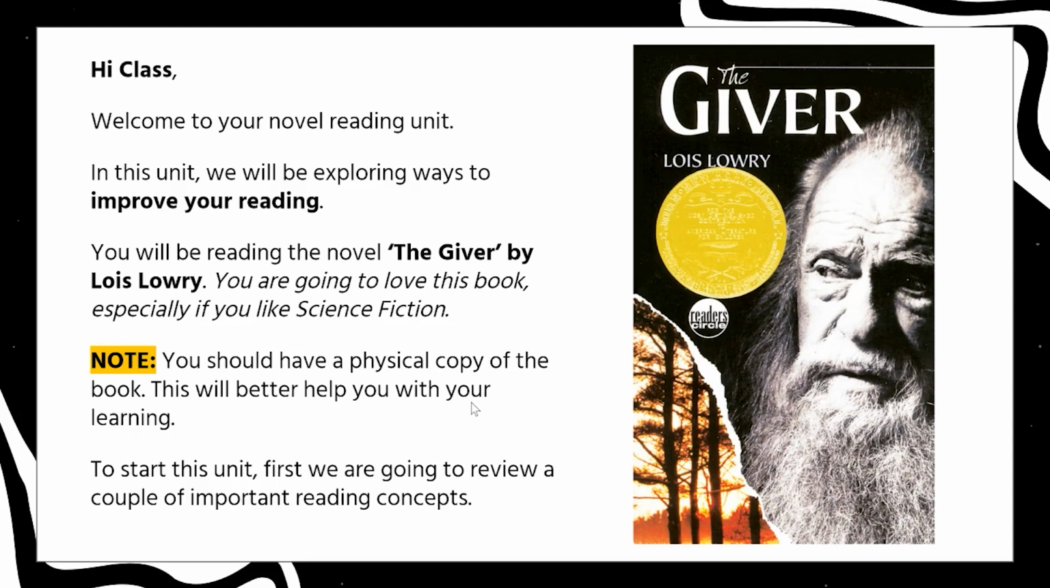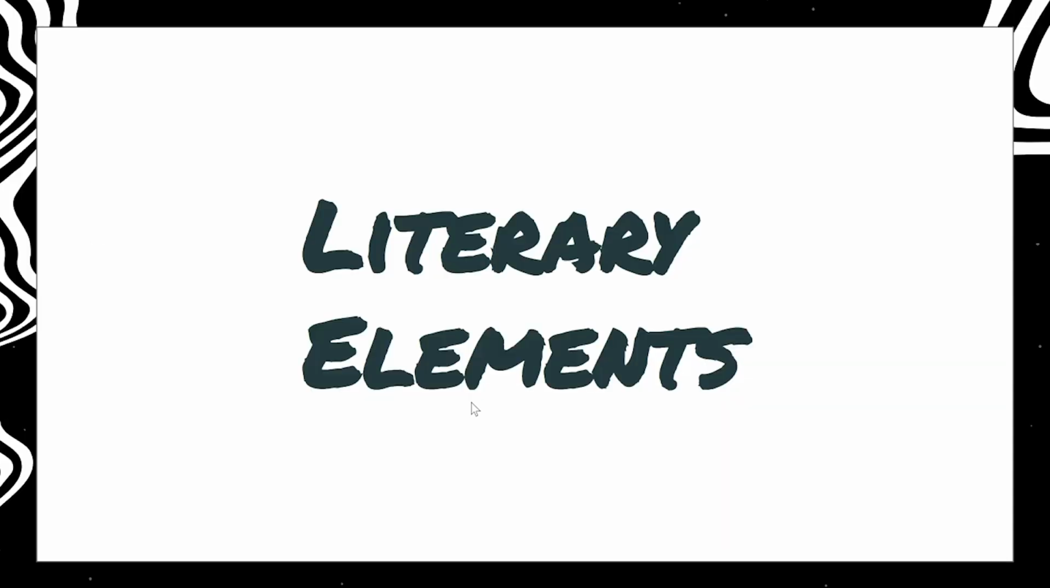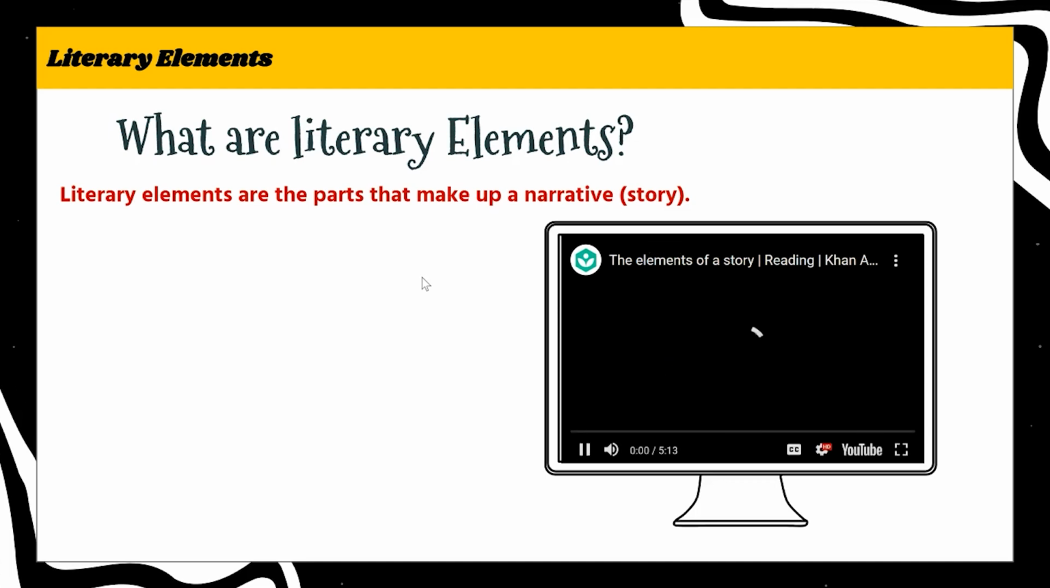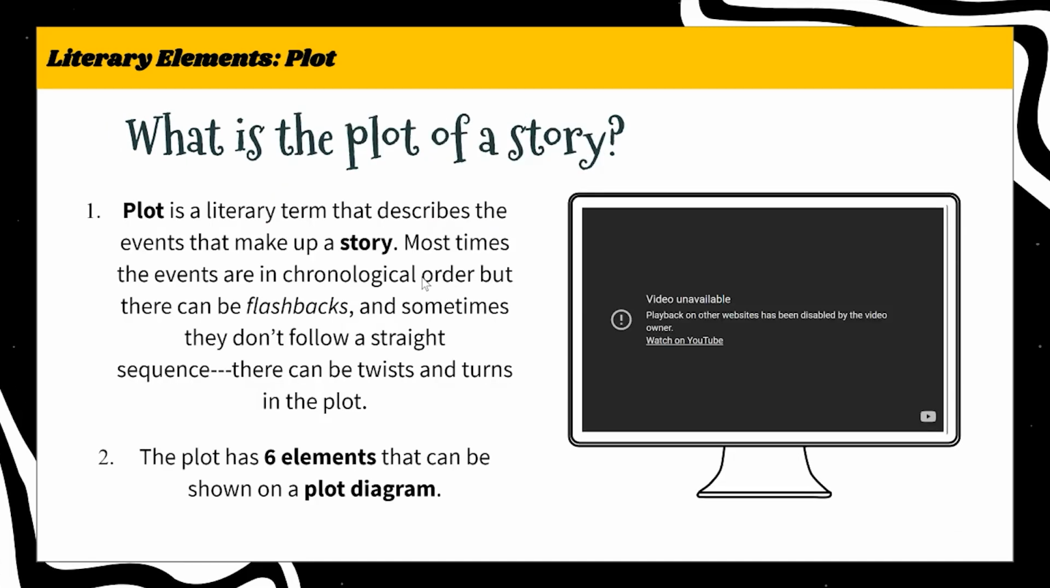And next, literary elements. And here it says what the literary elements are. Literary elements are the parts that make up the narrative, for example a climax, a story. What is a story? Part of the story. This lesson says next, there is a video you should watch.